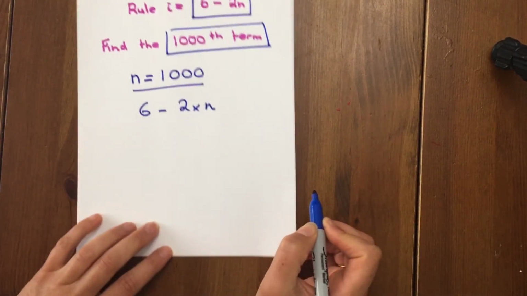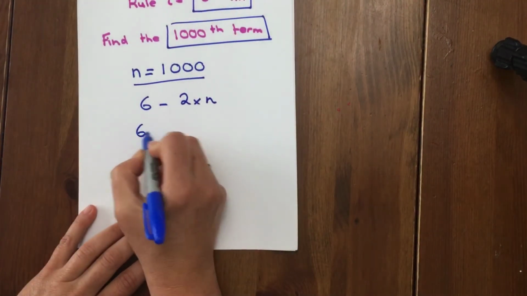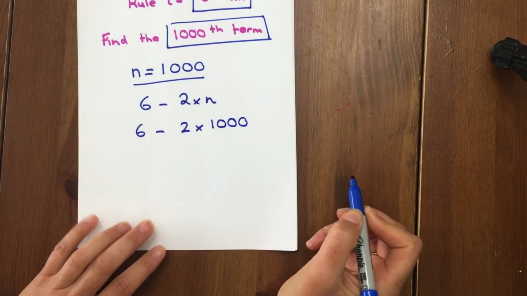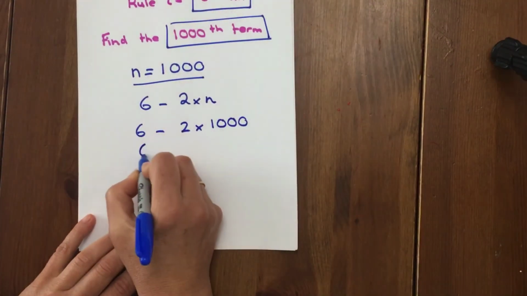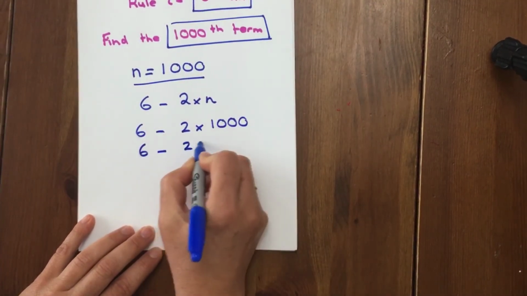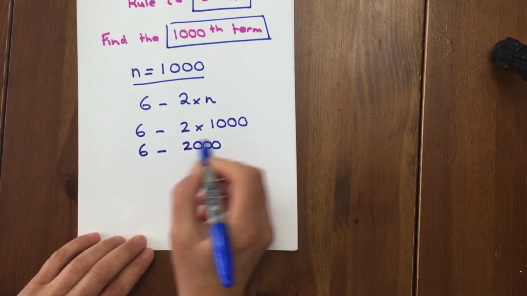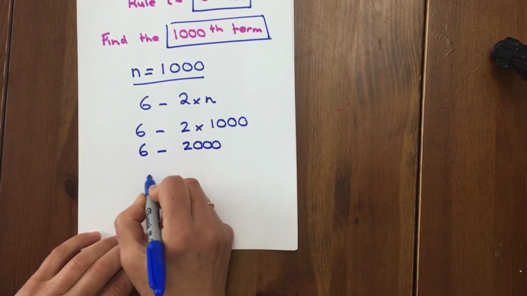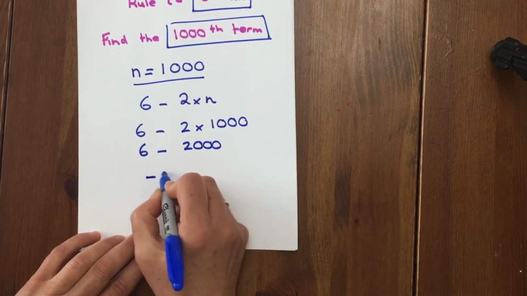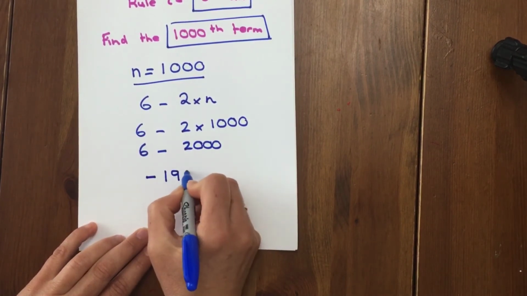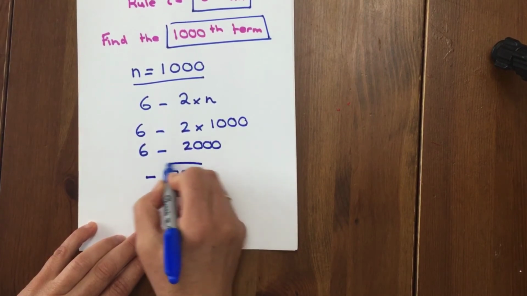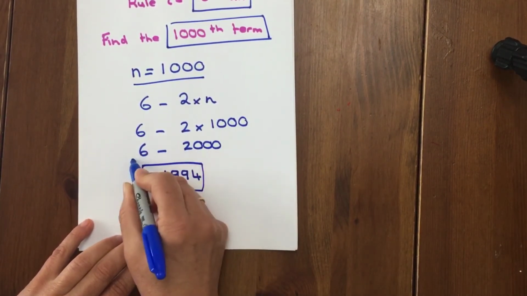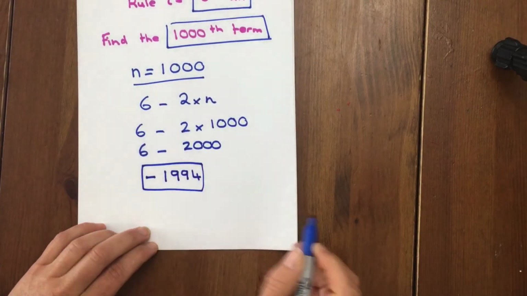That's the rule I've been given. So instead of writing n, I write 1000. So I do 6 take away 2 times 1000. So I'm starting at 6 and I'm taking away 2000. So my answer will be negative 1994. What I did in my head, I did 2000 take away 6, but I know my answer must be negative.